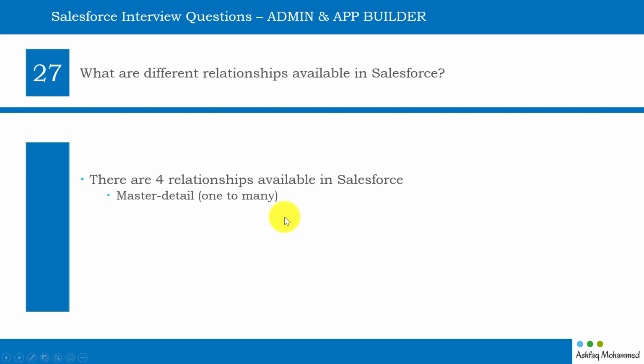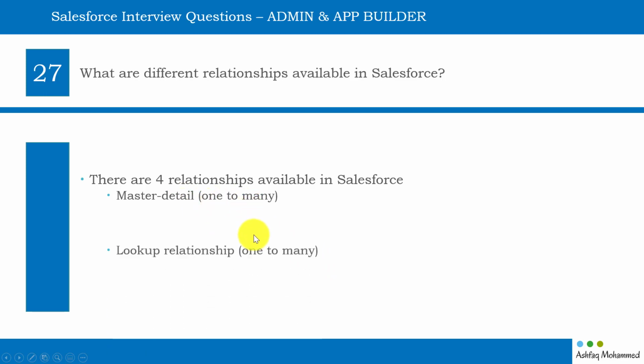Okay, I've seen people making a lot of mistakes or giving wrong answers when we ask what is one to many. They say one object is associated to many objects. That is wrong. Actually, one to many means one record of object A is associated with multiple other records of object B. Let's say an example is accounts and contacts, right? One record of account can have 3 to 4 contacts. So that is nothing but one to many.